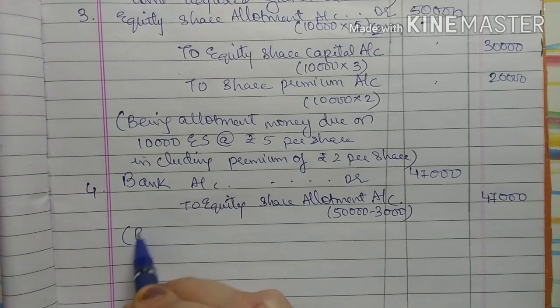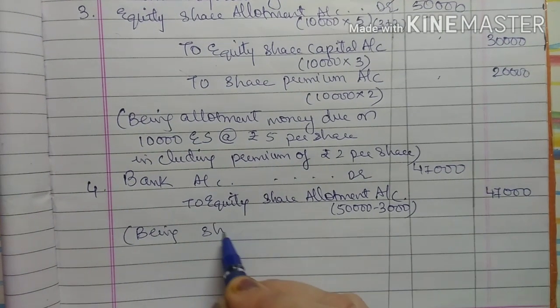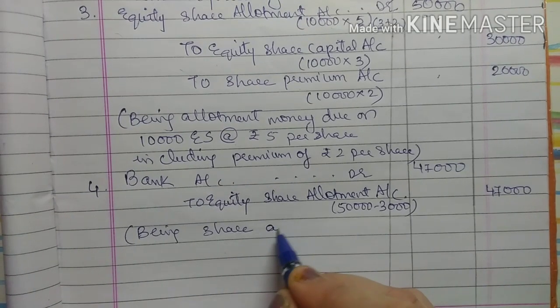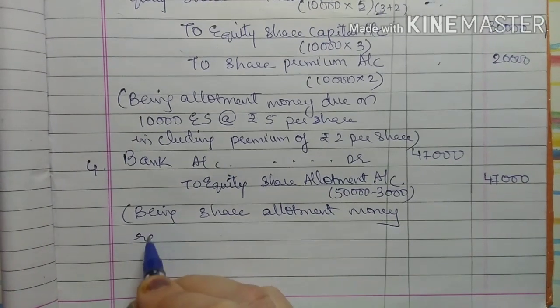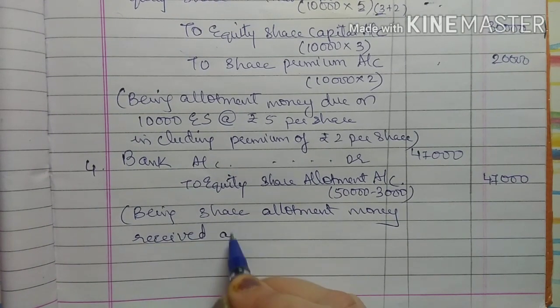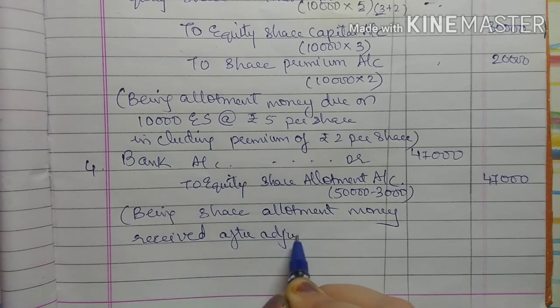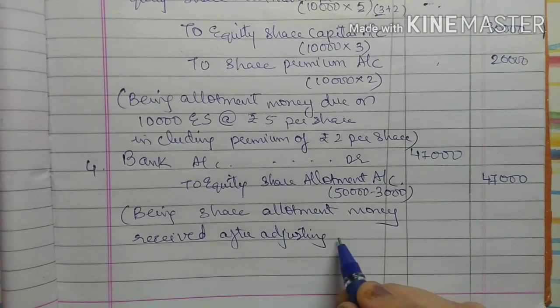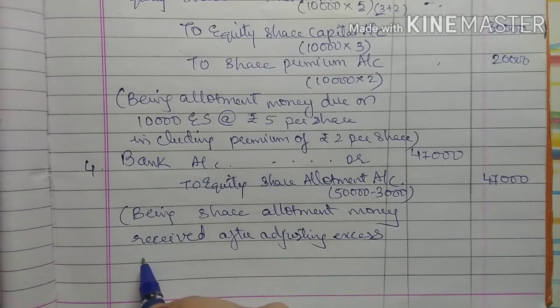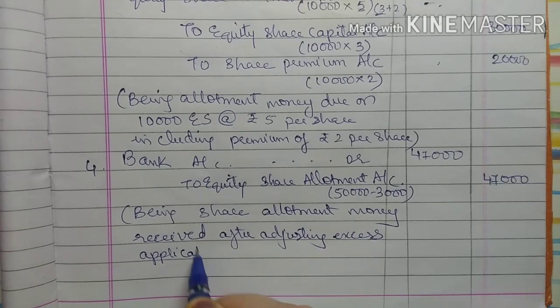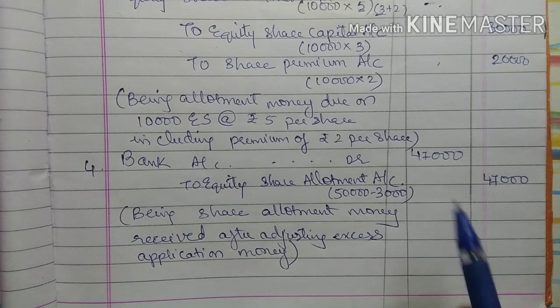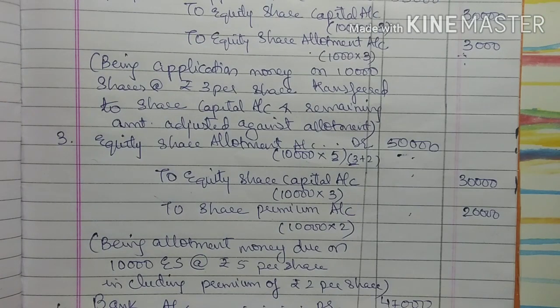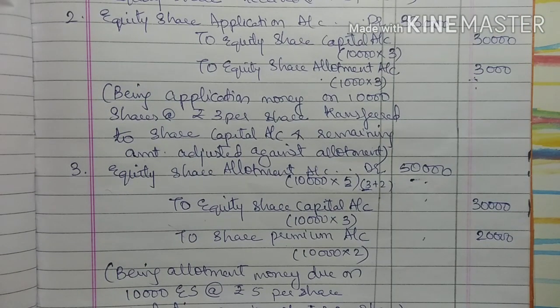47,000. So the narration will be being share allotment money received after adjusting excess application money, right? After adjusting excess application money. So जो 3,000 extra थे we have adjusted it here, right? So we have done with the 2 stages.